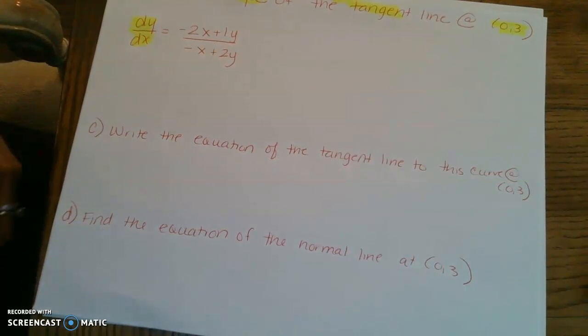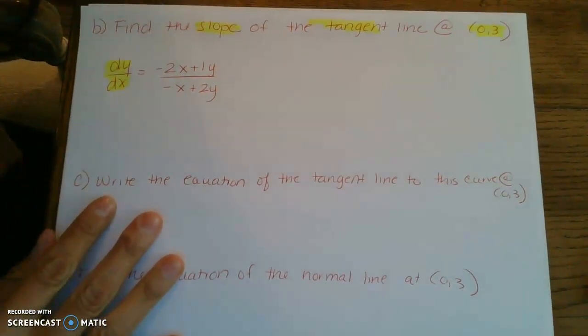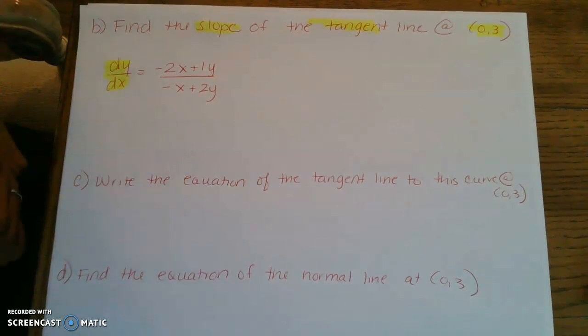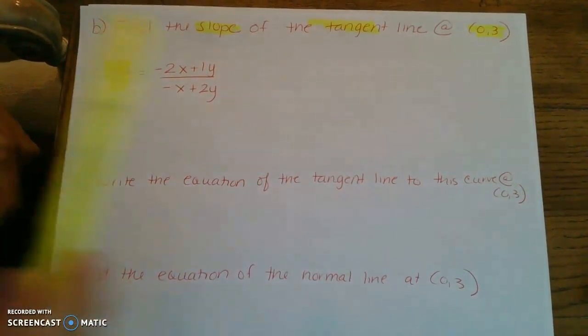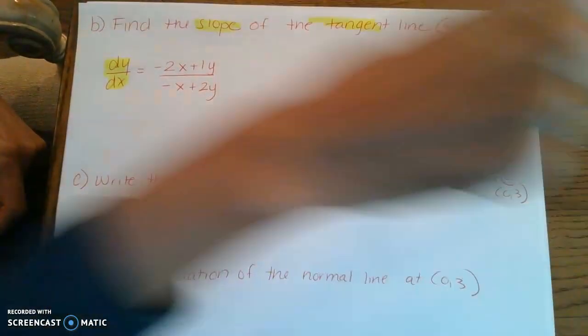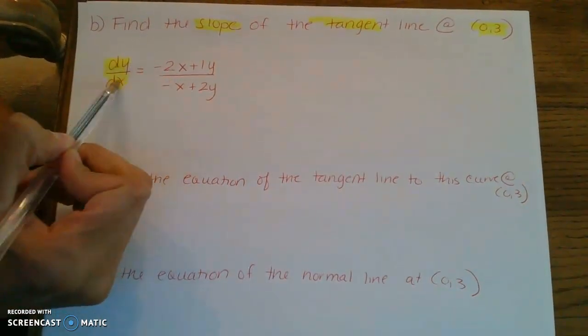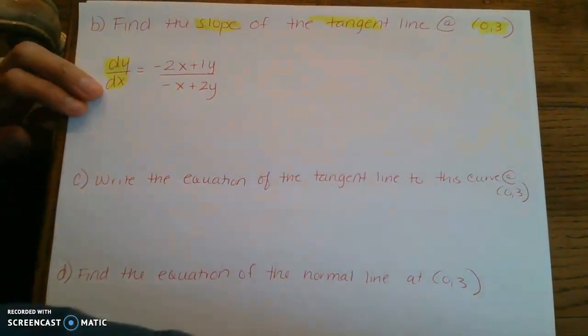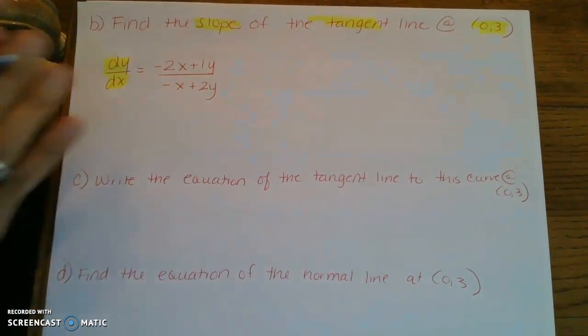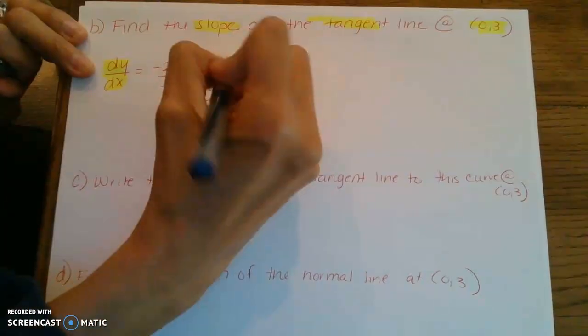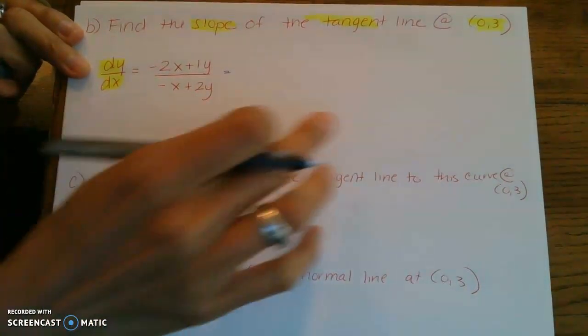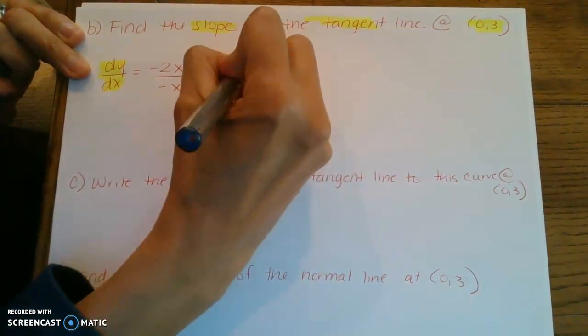Well, in the past, we've only required ourselves to know the x value. But here, we need to know both x and y in order to evaluate this slope. So all this one requires is for you to now take this derivative that you found and apply the x and the y that's given to you.